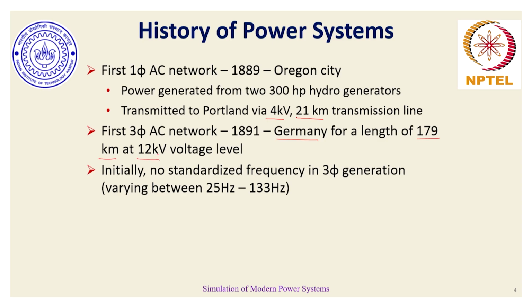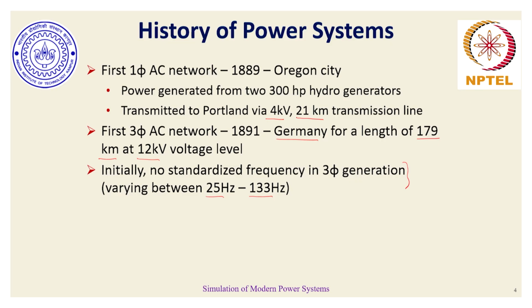And while all this development was going on, there was no standardization of the operating frequency. Every AC network will have a frequency, but there was no standardized frequency. Frequency varied from 25 hertz all the way to 130, 133 hertz. And across the globe, there were different AC power networks. Forget about their interconnection, there were different AC power networks across the globe operating at different frequencies.